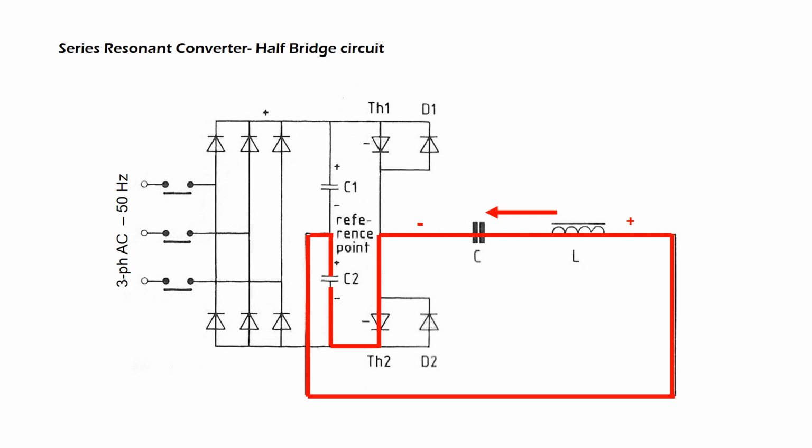The direction of the current through the series resonant circuit remains the same, but the current path switches to the reference point, that is, plus end of C2 to minus end of C2 via the inductor L, the capacitor C, and the thyristor TH2. Now the circuit works practically with the second voltage source C2.